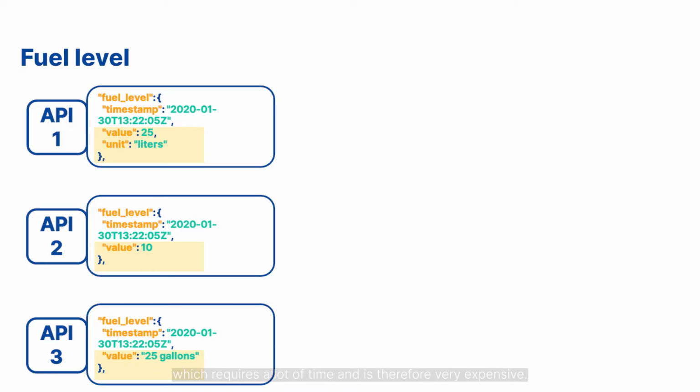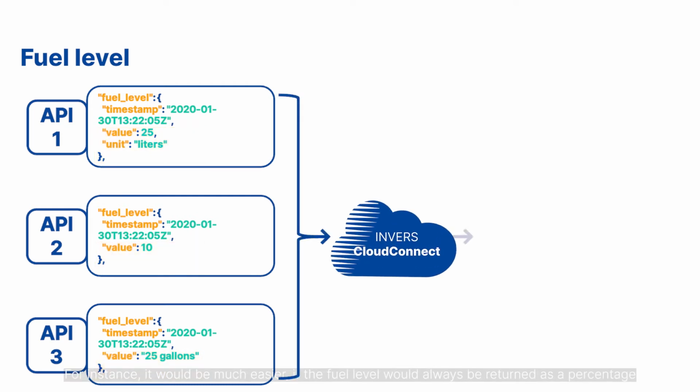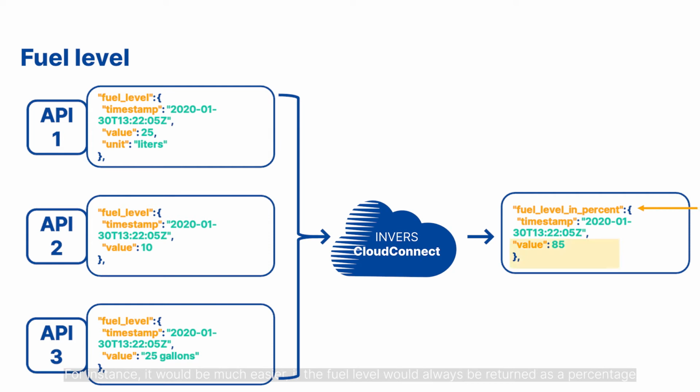In order to master all of the different return values and different command namings of APIs as a developer, you have to intensively study the respective APIs you want to use, which requires a lot of time and is therefore very expensive. For instance, it would be much easier if the fuel level would always be returned as a percentage and the command to make vehicles ready for driving would always be the same for all vehicles with their respective telematics and APIs. So we see that for developers, these are big pain points and create unnecessary complexity because there's no standard.